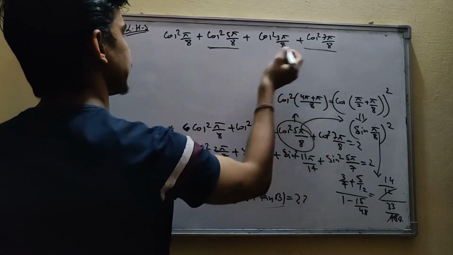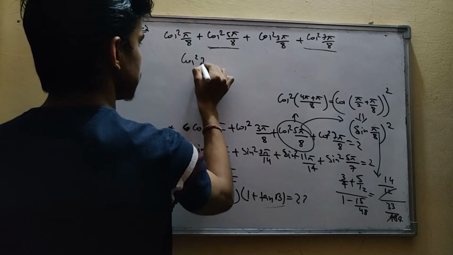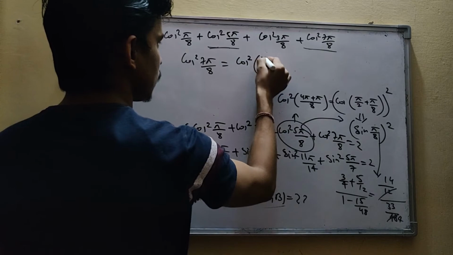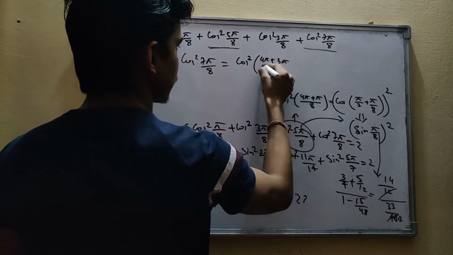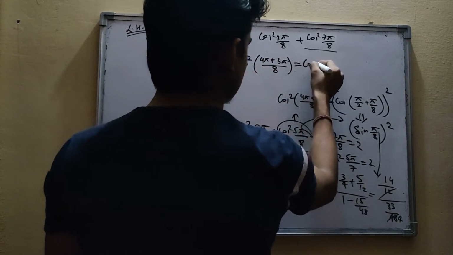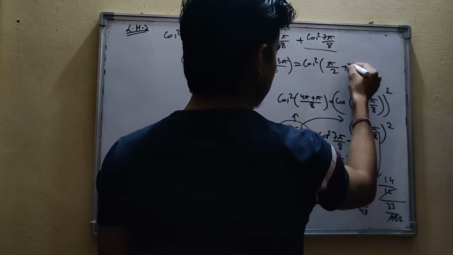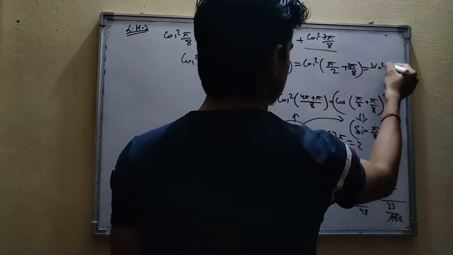So how can I write it like this? So cos square 7 pi by 8 can be written as cos square (4 pi plus 3 pi by 8). Now separate them. So this is going to be cos square (pi by 2 plus 3 pi by 8), right? So this is nothing but sin square 3 pi by 8.